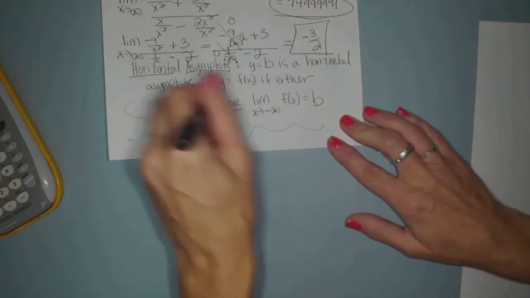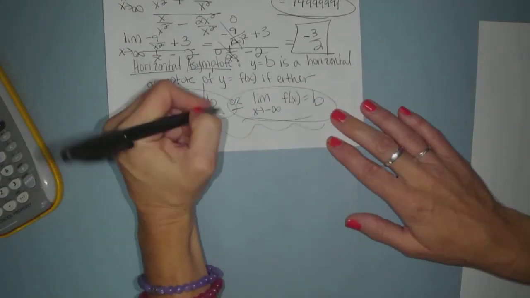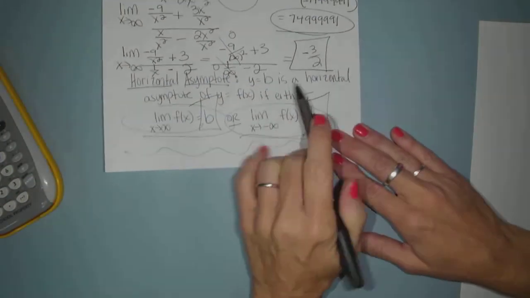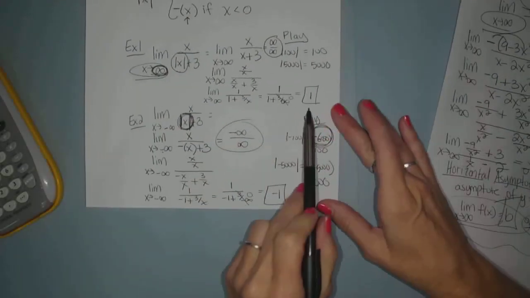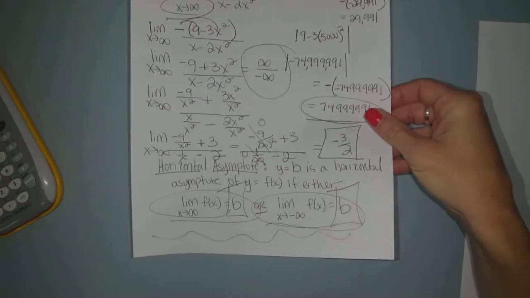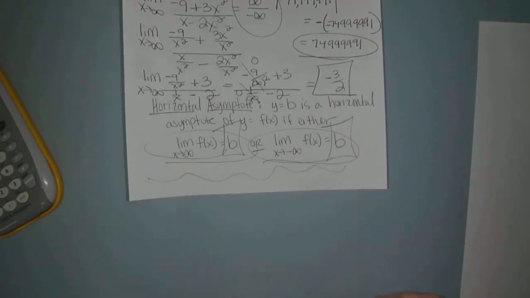So these limits we've been finding to infinity, the answers we've been getting, negative 3/2, negative 1, and 1, yep, that's a horizontal asymptote. So pause this video and write that down. Okay, that's all.